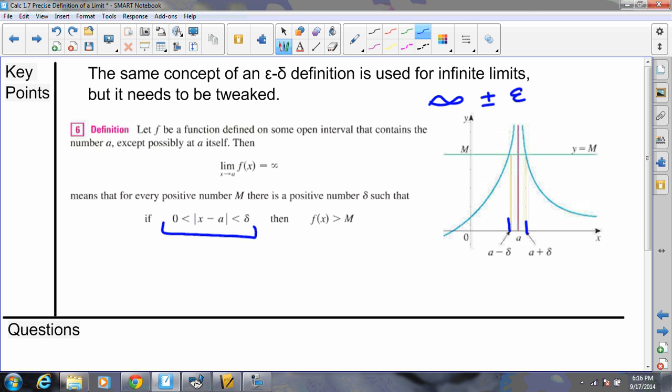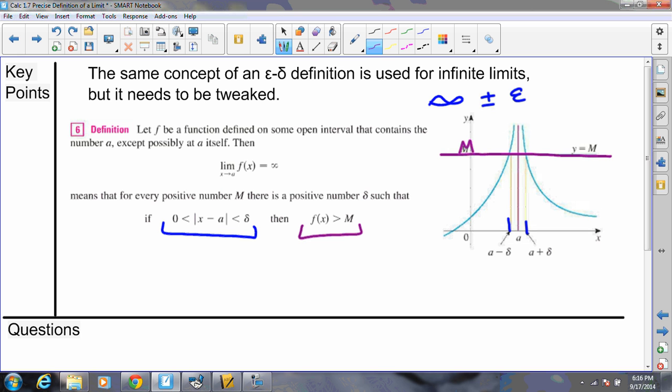That's what this piece is saying. M can be any number you want. Imagine any number you want that's really, really, really huge. And if you can show that the function goes up higher than any huge finite number, that's telling us it's going upward to infinity, which is what this piece is telling us.